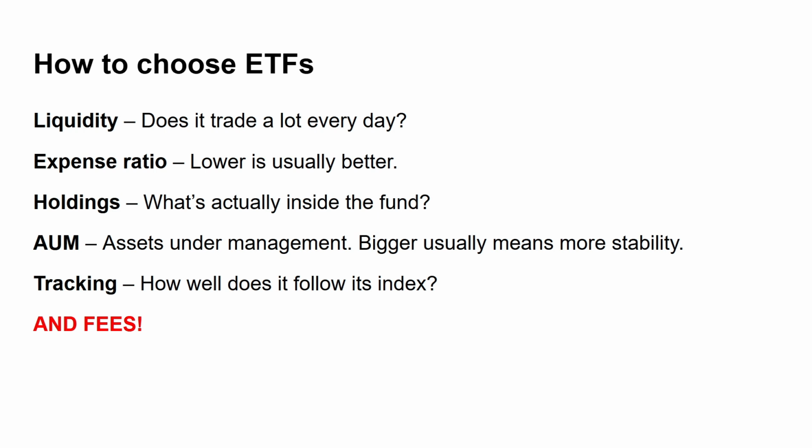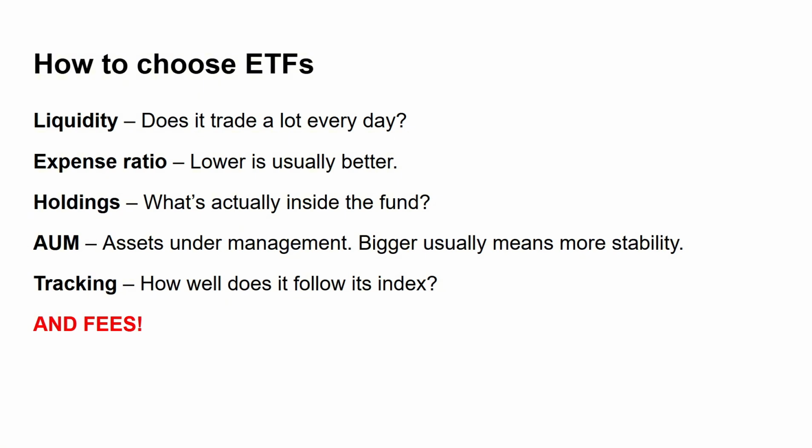AUM, also known as assets under management. Bigger usually means more stability. A larger AUM over 1 billion is a good benchmark. It means that the ETF is widely used and less likely to shut down. It also usually means better liquidity and lower trading costs.